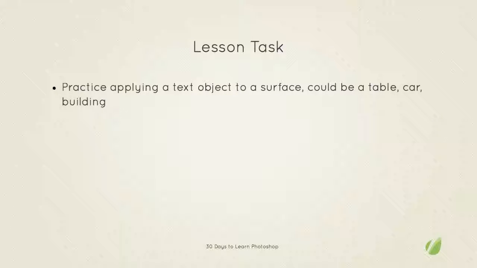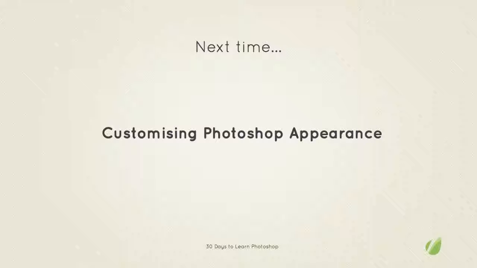And your task for the lesson is to practice applying a text object to a surface. It could be a table, it could be a car or a building. Try and use something with more of a one point or flat perspective first, just so you can get the hang of it before you move on to more complicated applications.